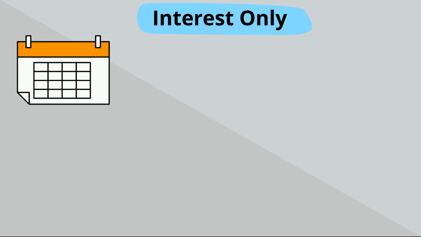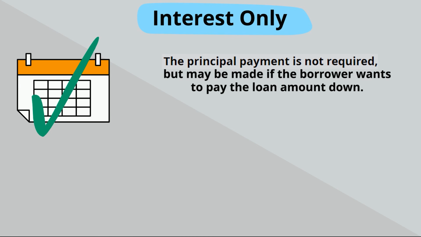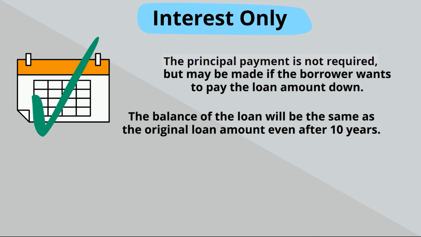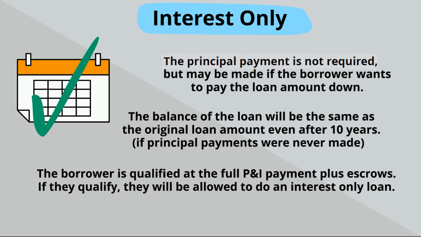Interest only. Interest is required to be paid every month. The principal payment is not required but may be made if the borrower would like to pay the loan amount down. The balance of the loan will be the same as the original loan amount even after 10 years, if principal payments were never made. The borrower is qualified at the full P&I payment plus escrows. If they qualify, they will be allowed to do an interest-only loan.